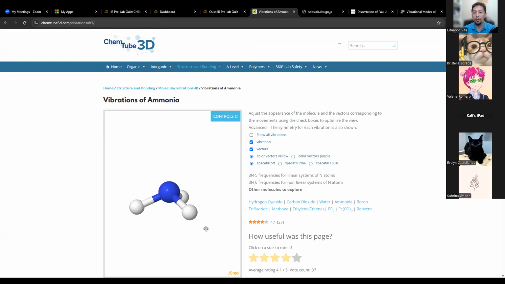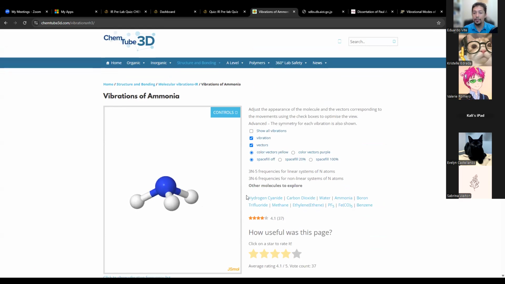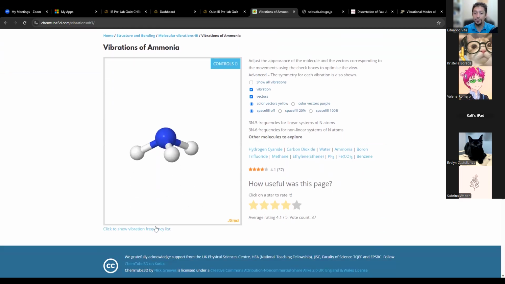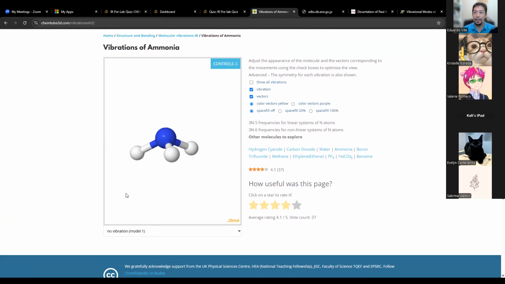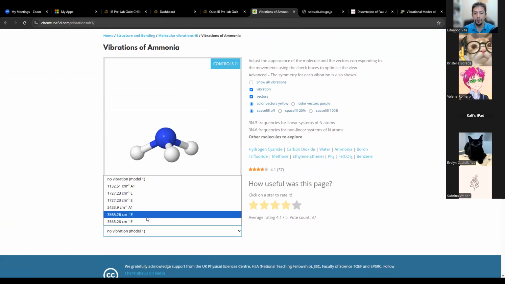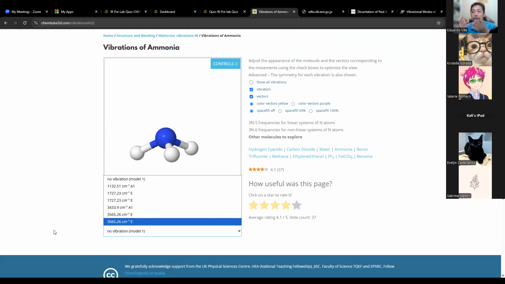So I added one more bond. I should have more vibrations. Well, last time we had 4. How many do we have here? 1, 2, 3, 4, 5, 6. You see that? So as your molecule gets bigger and more complex, you're going to have more vibrational states.